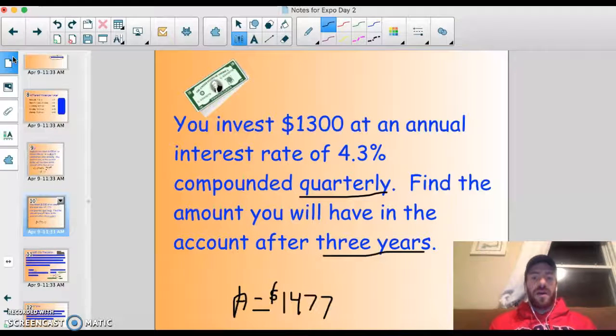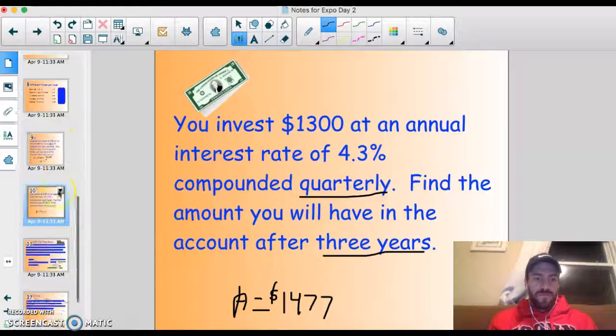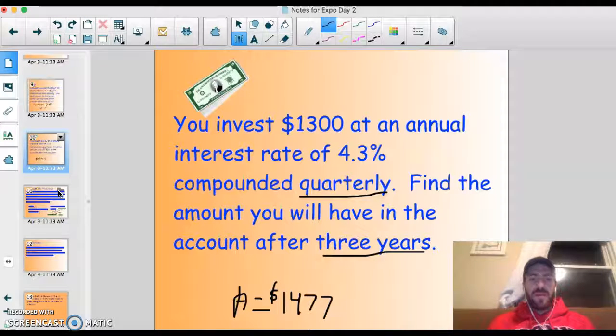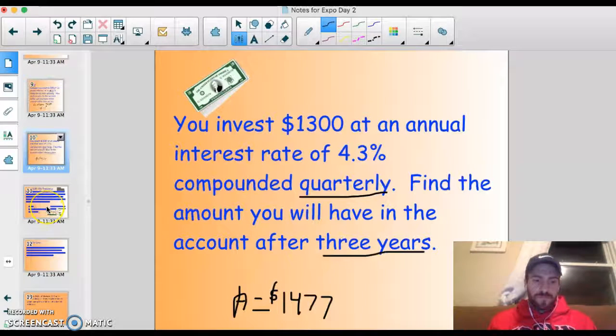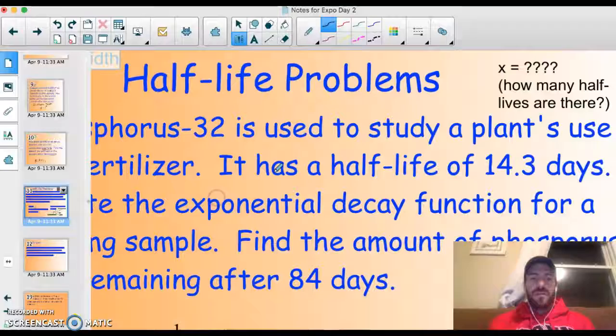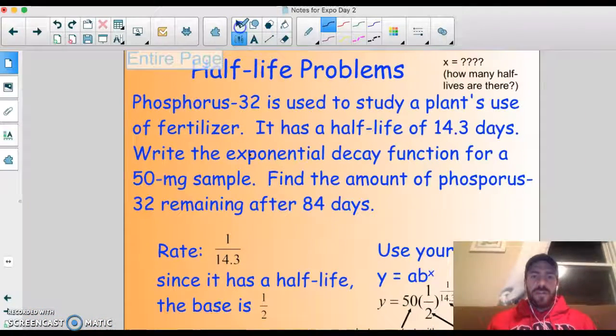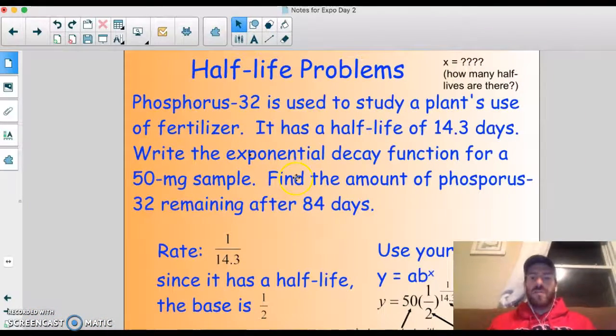We gained about $177 in 3 years, which isn't that bad. So those are your only 2 examples on compound interest. Now for the last 5 minutes of the video, we're going to spend some time talking about half-life. So this is where chemistry and math really have a nice overlap.